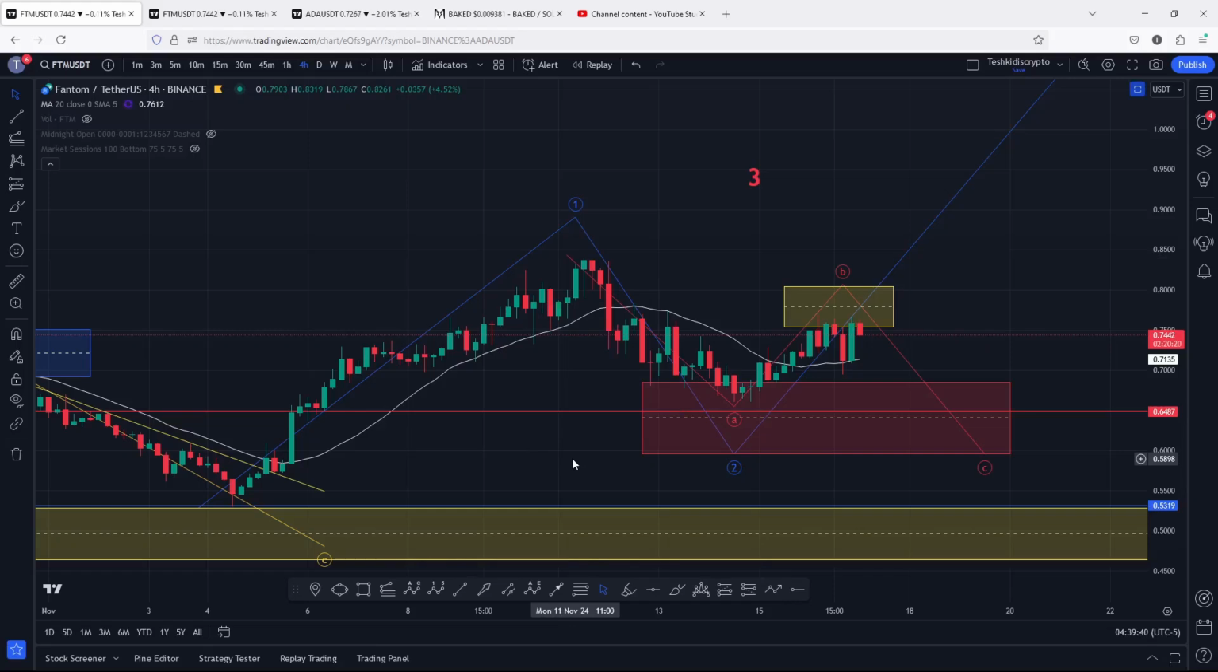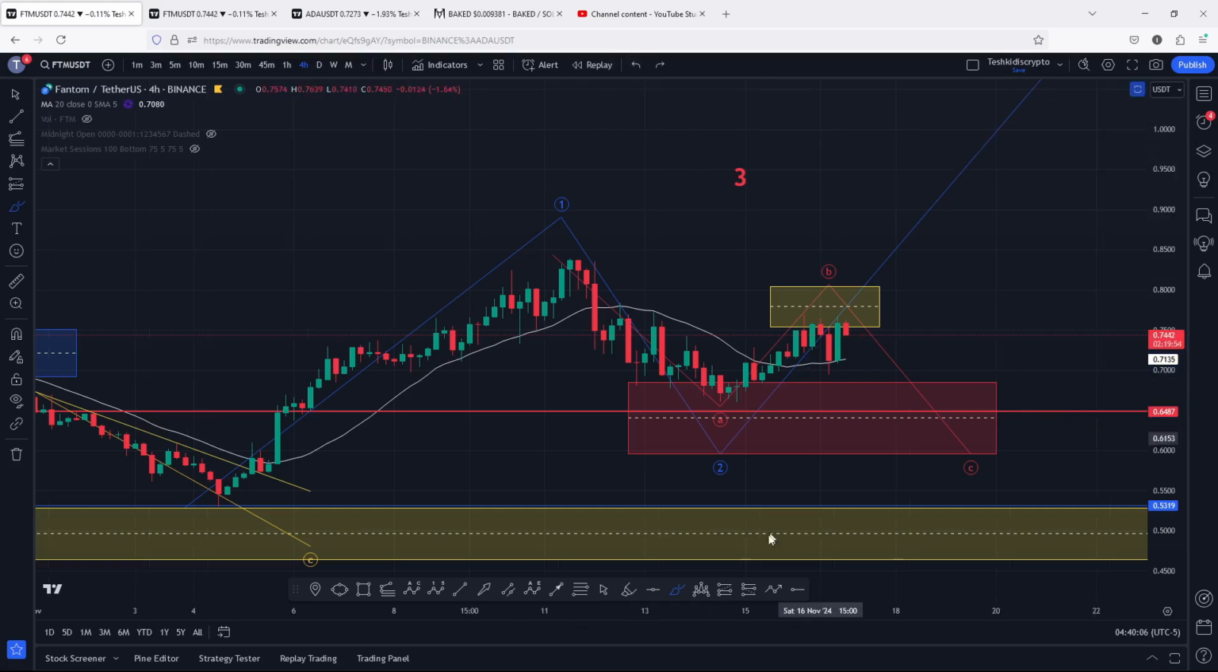Fantom at the time of this recording is seeing a rejection within our key area of resistance that lies between the 0.8041 and the 0.7542, and at the time of this recording we're also holding above the 20-day MA here on the 4-hour chart and above our key area of support above the 0.6487.